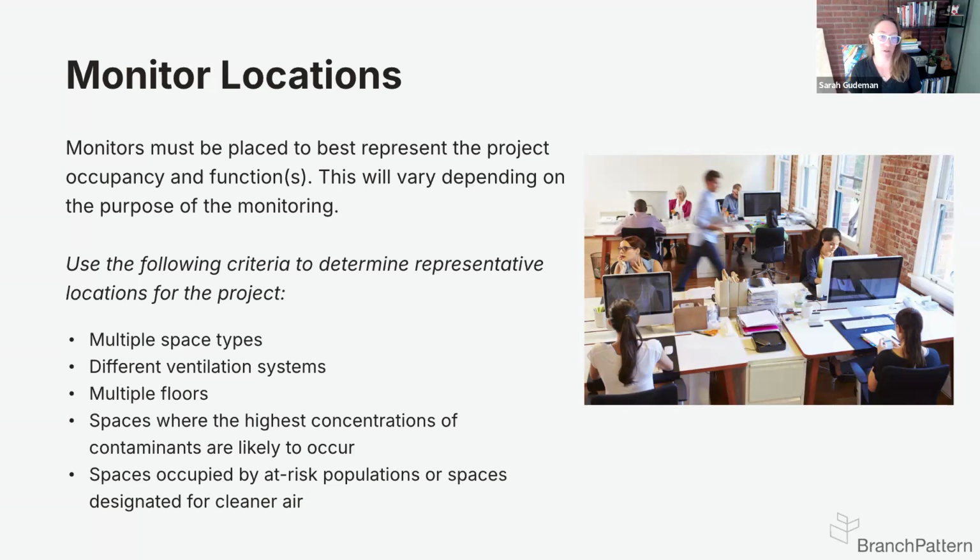There are many bullet points in the rating system on how we define that. What is representative air for the project? So we want to think about multiple space types. If we have an office building as an easy example, we're thinking about enclosed offices or conference rooms or quiet spaces or other types. In a school, you might look at classrooms or auditoriums or admin areas, student assembly areas, or laboratory spaces. And we also have to consider if we want to capture different ventilation systems, multiple floors, spaces where you're going to have a lot of contaminants.